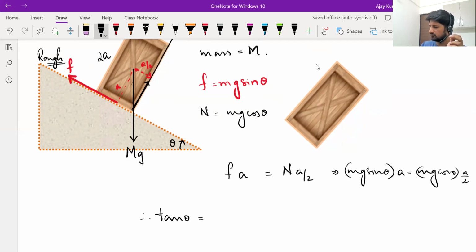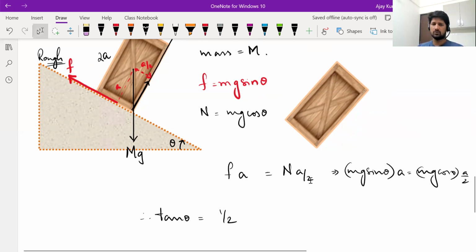It depends on the dimensions of the box, okay? Here we have taken a box whose height is twice the width, and the answer is tan theta is equal to half, or theta is tan inverse 1 by 2.